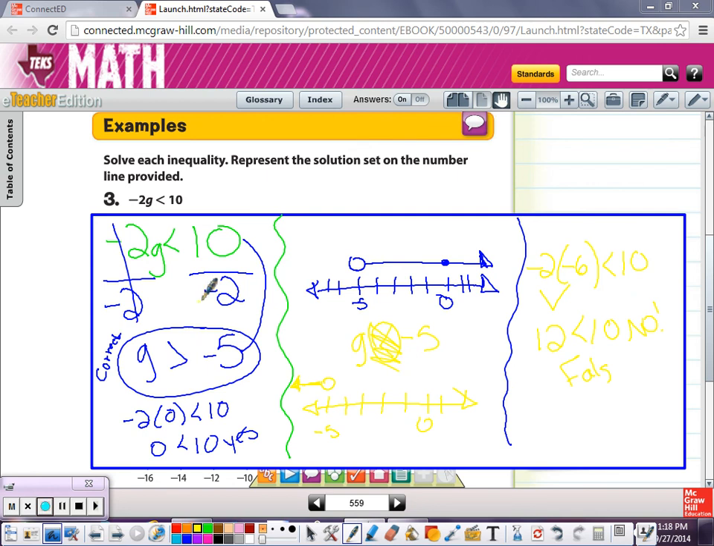So remember, look at your answer in the beginning. It was a positive. If it changes its sign by the end, I don't care what the number is, if the sign is changed, then your sign needs to flip.